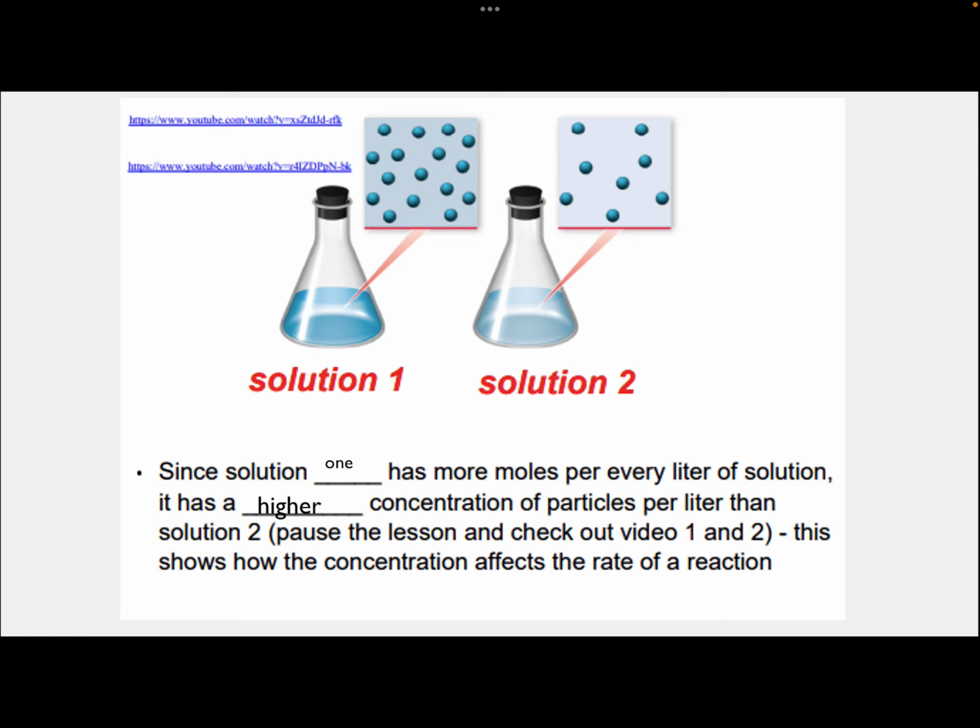There are some videos posted here, so pause now if you'd like to take a look at the videos, and it can go over these two sections.